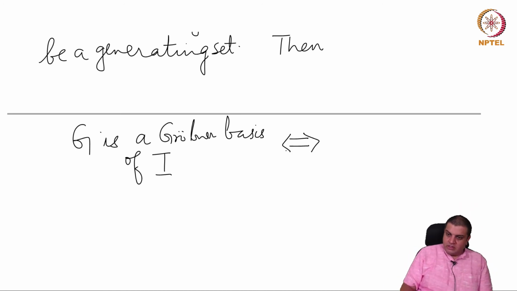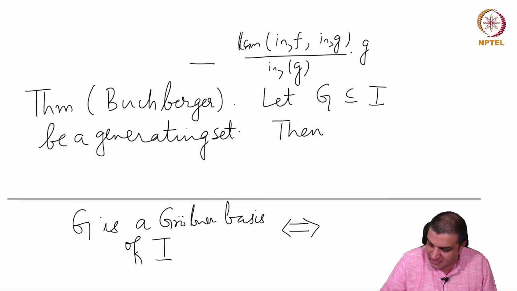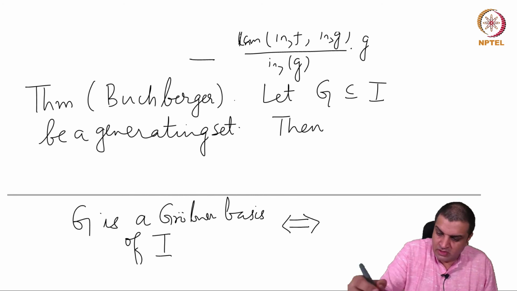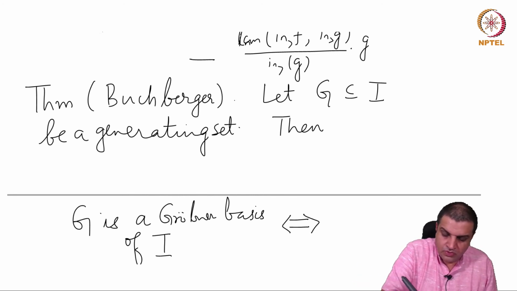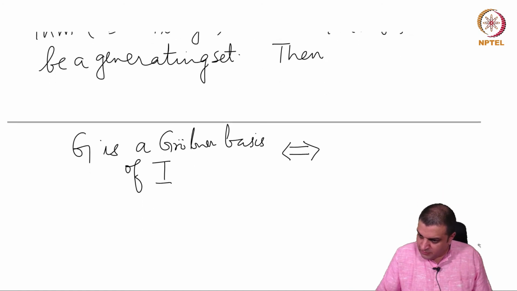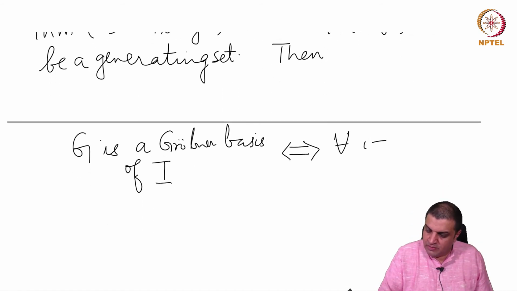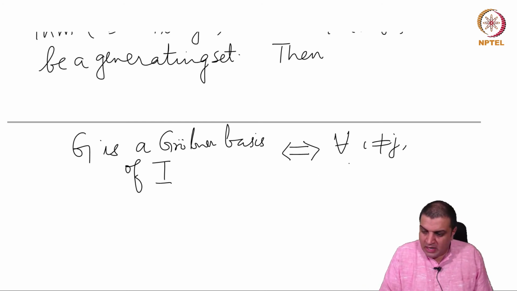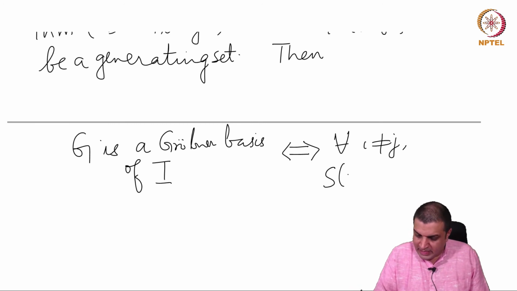Sorry, I should have said it's a finite set, and let me write them as G1 through Gn. For all pairs i different from j, we can apply the division algorithm on the S-polynomial. We can first compute S(Gi, Gj).